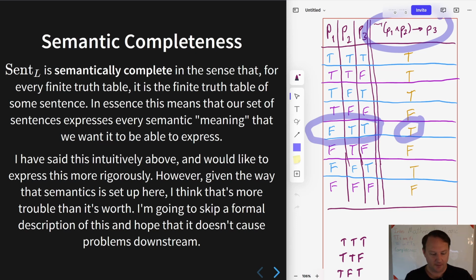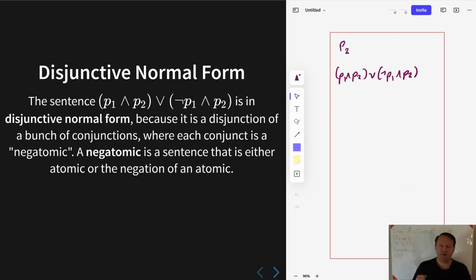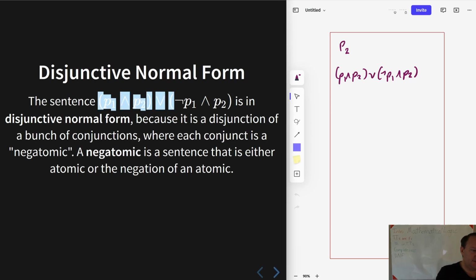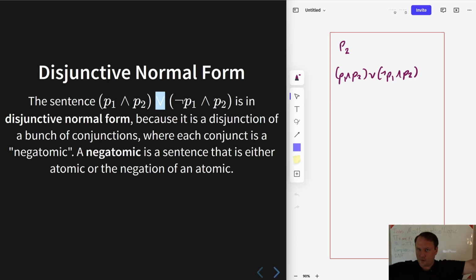Here's an introduction to disjunctive normal form. I'm going to start just by showing you something that's in disjunctive normal form, this thing right here. It's in disjunctive normal form because it is made up of a bunch of disjuncts. It is a disjunction pretty much all the way through, at least as far as the main connective is concerned.